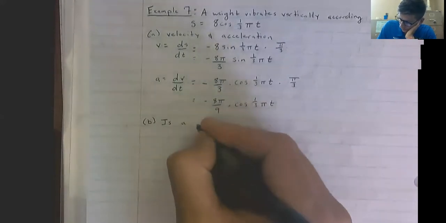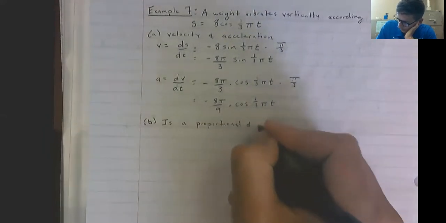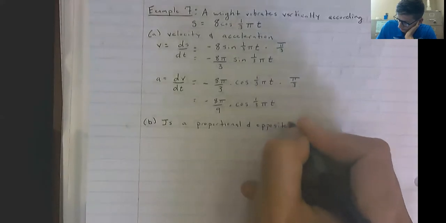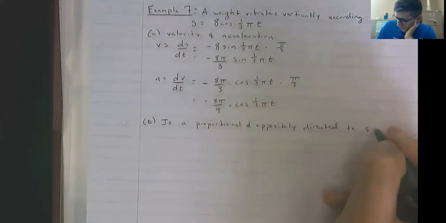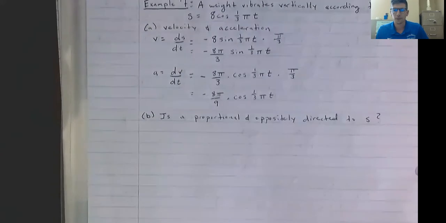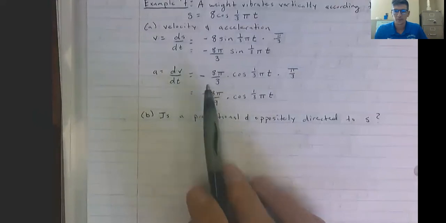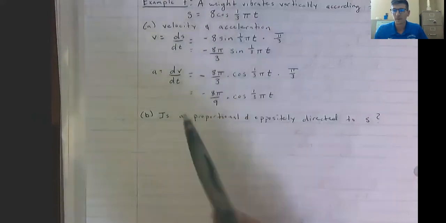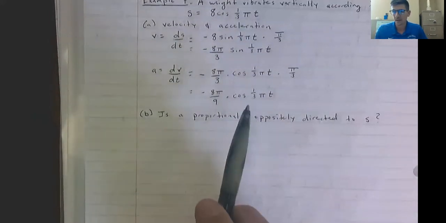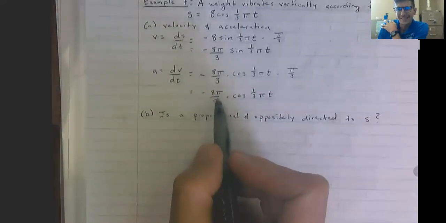The follow-up question to what we just did is: is the acceleration proportional and oppositely directed to S, our displacement? Well, let's see. So what we need to show is that our acceleration is our initial position equation times some constant number, and that number is always going to be negative, because that will ensure that our acceleration always has the opposite value as our position. So let's do a little rearranging here. I think we can see that this is going to work out.